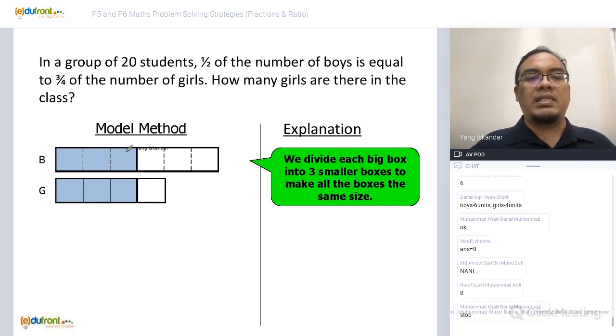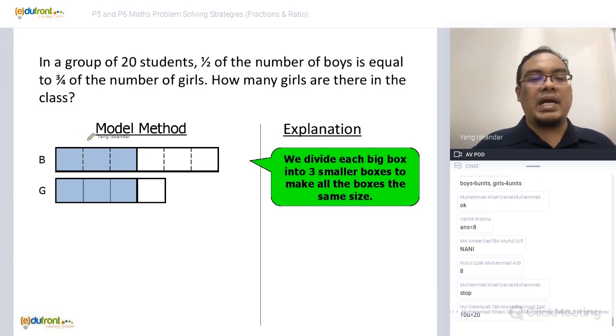So you cut the boys' bar. Each unit, you cut into 3 smaller parts. Just now there was 1 and 2, so you cut each into 3 smaller parts, and you notice now all the parts are equal in size. When they are equal in size, then we can proceed to compare.